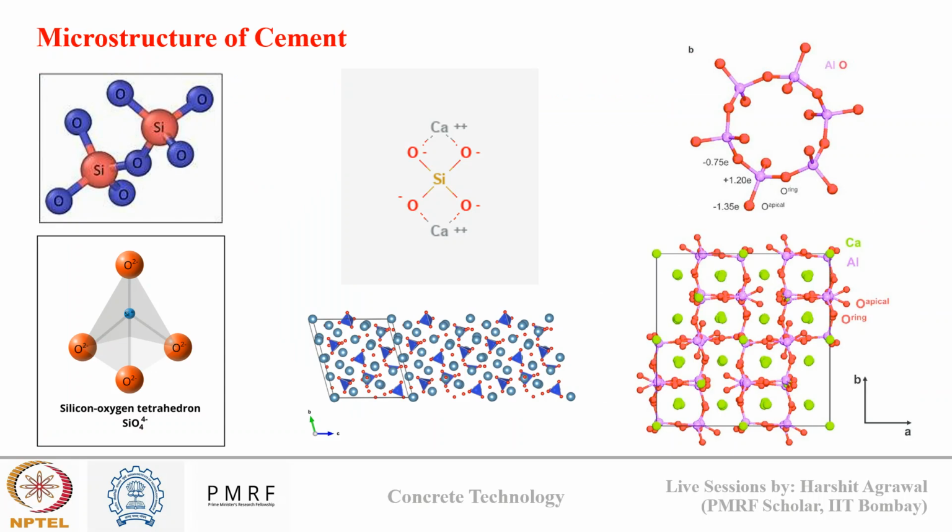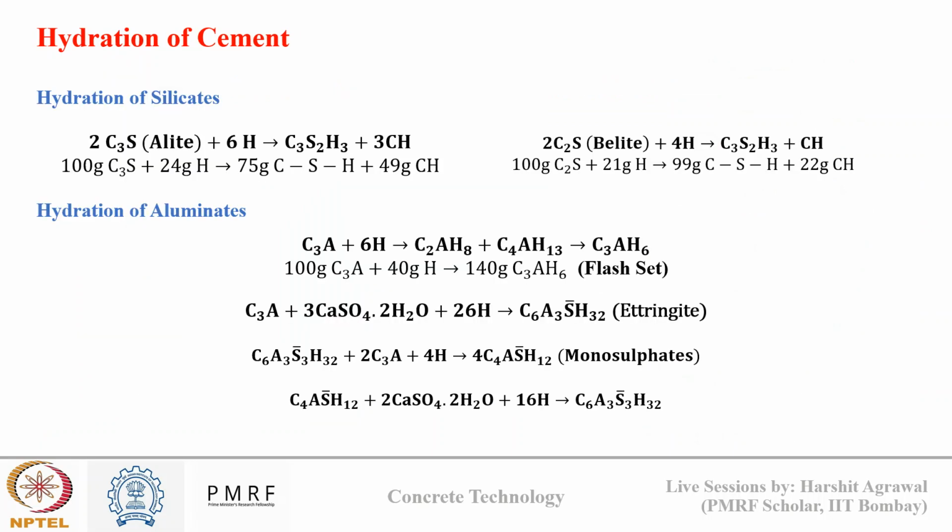Then we talked about why cement hydrates. This is because of the large anion and small cation arrangement, where to achieve a stable packing density, these compounds engulf water in their structure, and this reaction is known as the hydration reaction. Then we talked about how cement hydrates. So we saw hydration of silicates, hydration of aluminates, and the role of gypsum in hydration of aluminate.